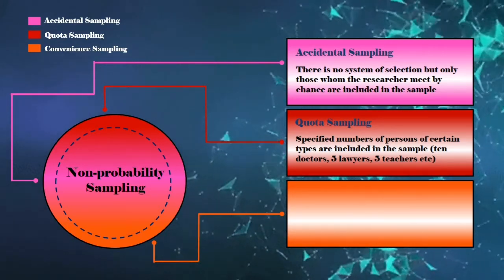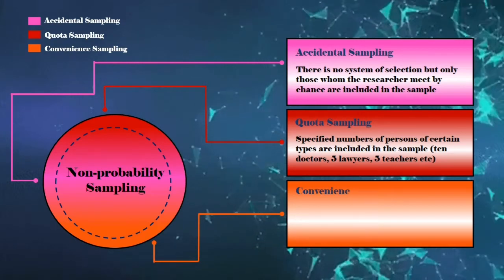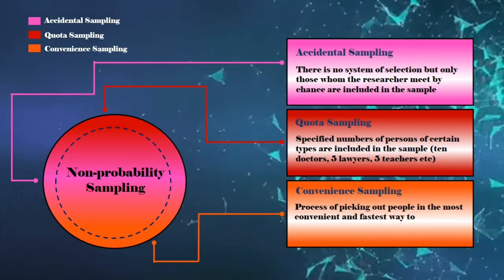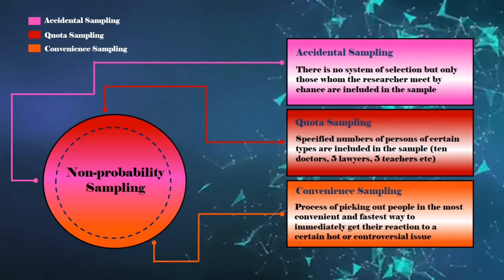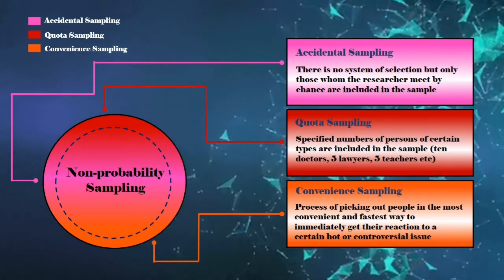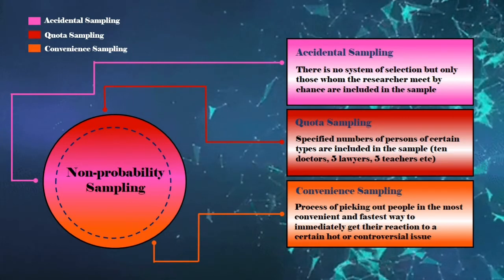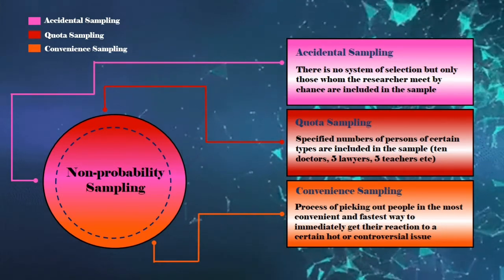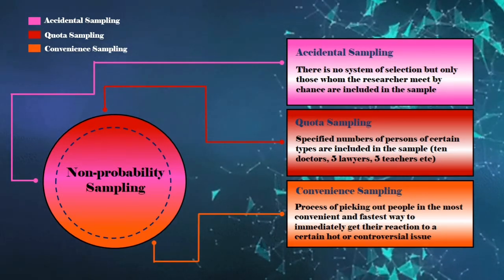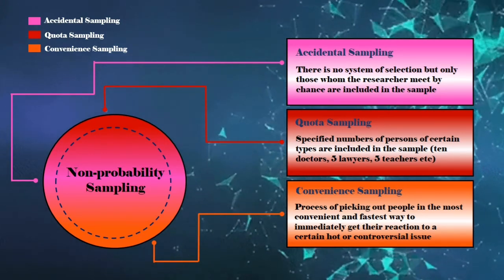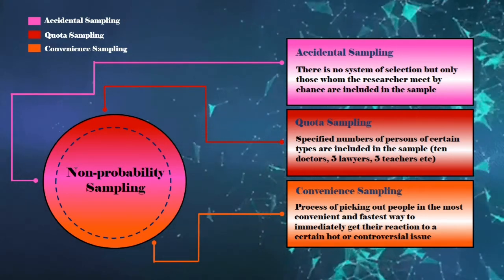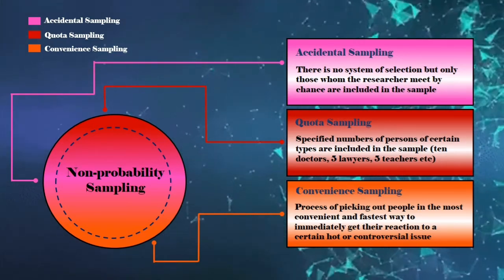And finally, we have convenience sampling. This is the process of picking out people in the most convenient and fastest way to immediately get the reaction to a certain hot or controversial issue. In this case, the sample is taken from a group of people easy to contact or easy to reach.